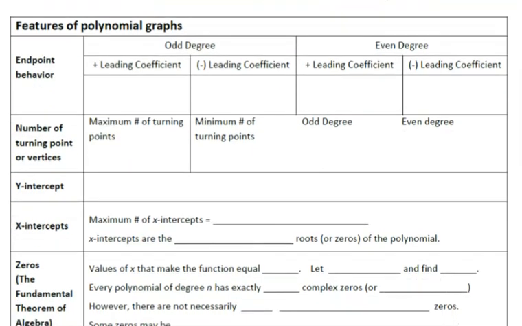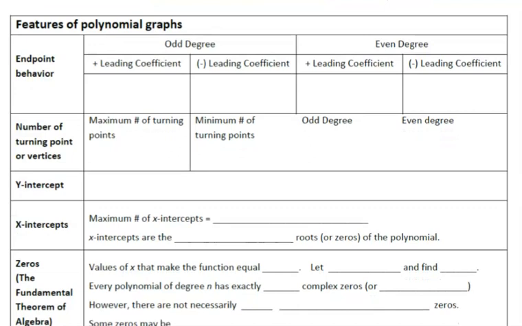Now let's look at some features of polynomial graphs. A polynomial graph can be either an odd degree function, meaning its highest exponent is an odd number, or it can be an even degree function, meaning its highest exponent is an even number. So odd degree functions always have endpoints that point in opposite directions. So if we have a positive leading coefficient, we would have something that looks like this maybe, starting low and ending high. Notice overall from left to right it has a positive trend.